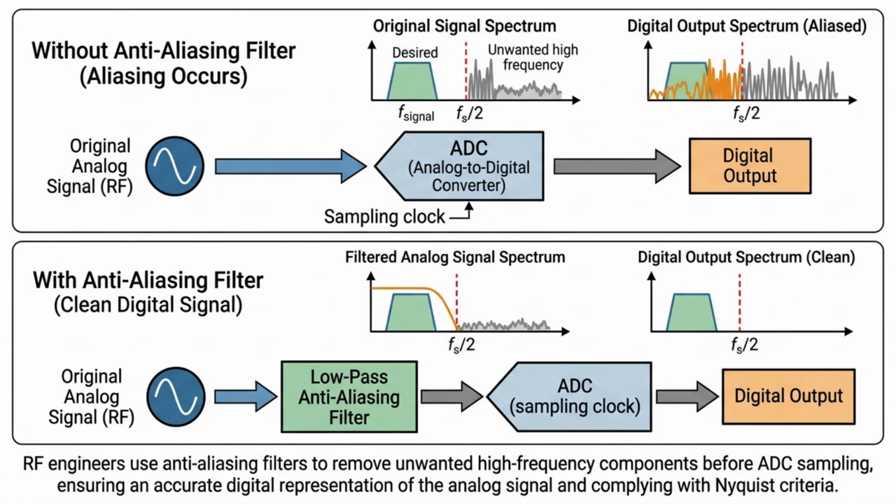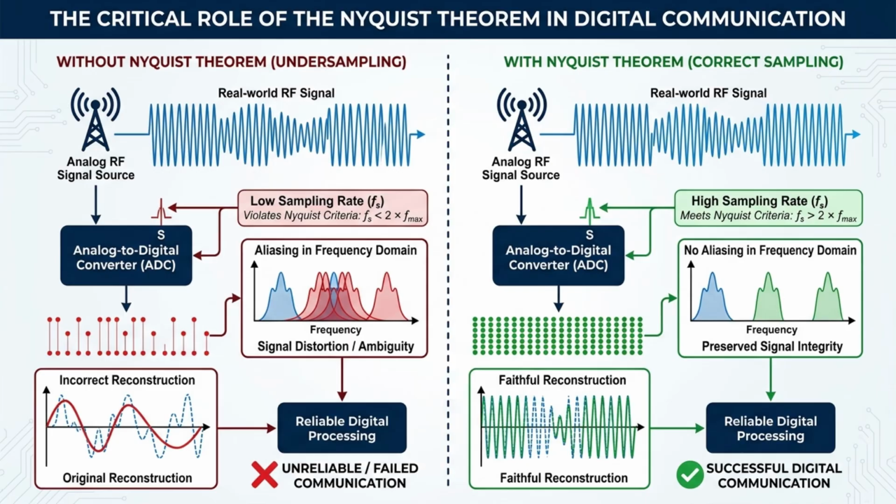In practice, RF engineers design ADC systems based on Nyquist criteria and often use anti-aliasing filters to remove unwanted high-frequency components before sampling. This ensures clean digital representation of analog signals. Without the Nyquist theorem, modern digital communication systems would not be able to reliably convert and process real-world RF signals.